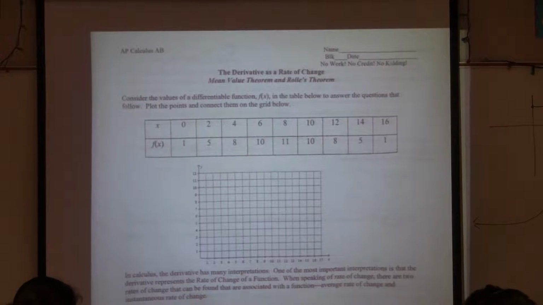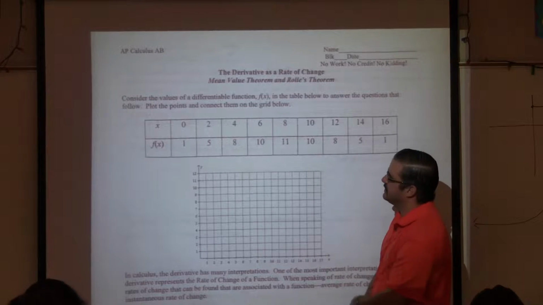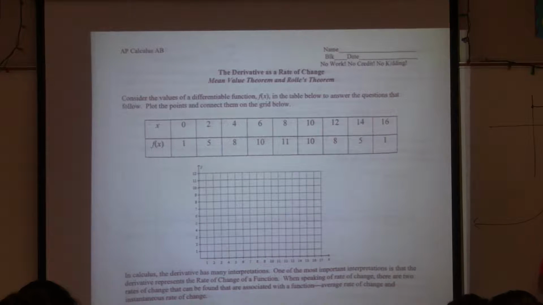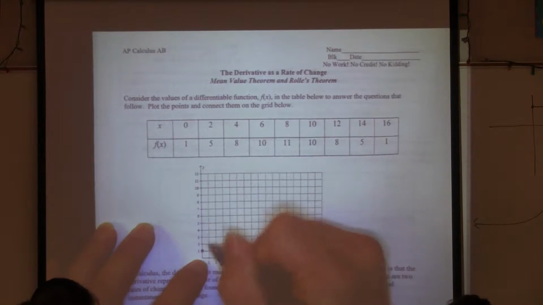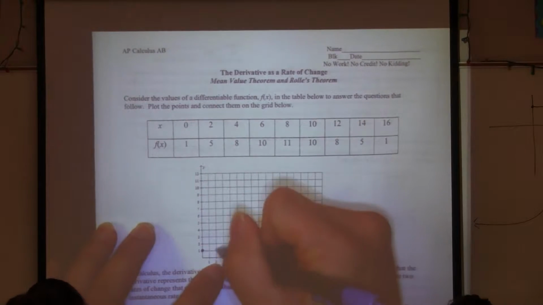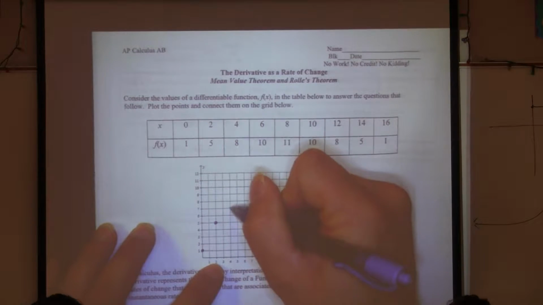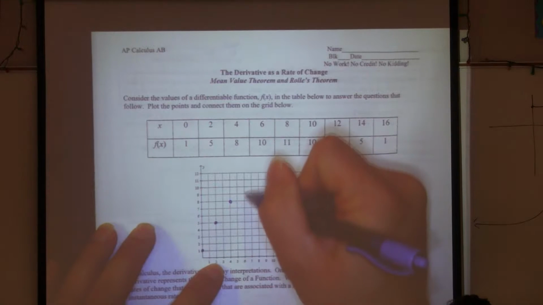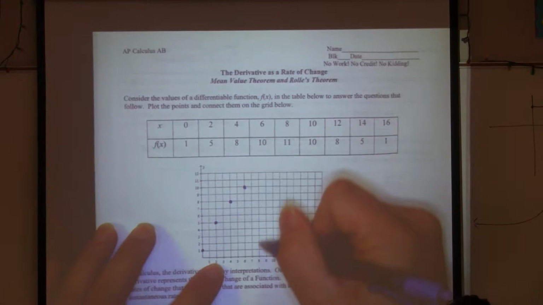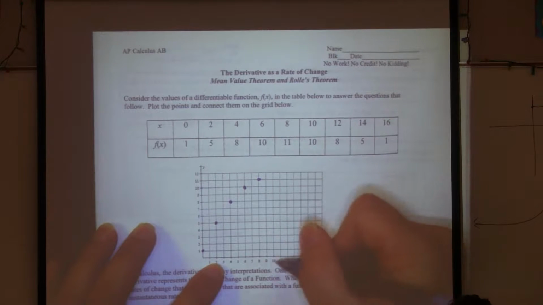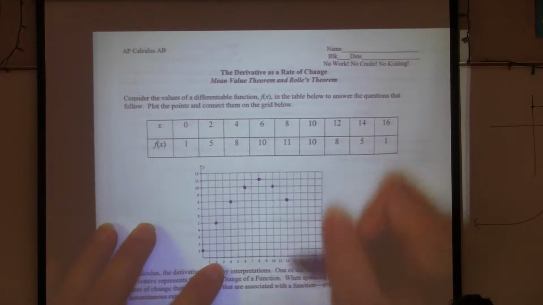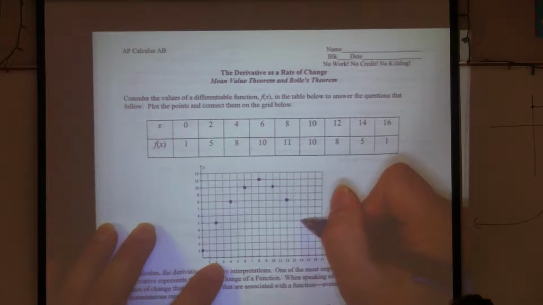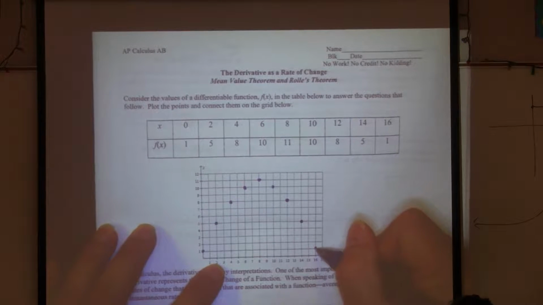Alright, so before we get started, I want you to graph this function f of x, plot the points that are given, and connect the dots, okay? If you have trouble with that, just follow along with me up here. So 0, 1, right? And then 2, 5, 4, 8, 6, 10, 8, 11, 10, 10, 12 and 8, 14 and 5, and 16 and 1.